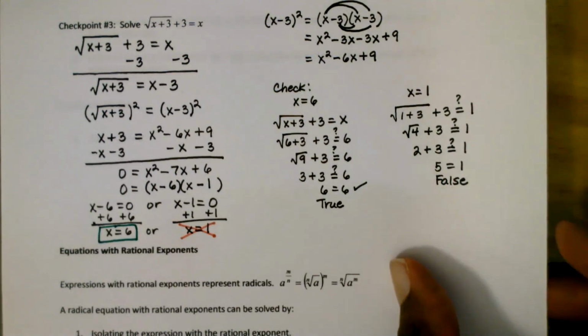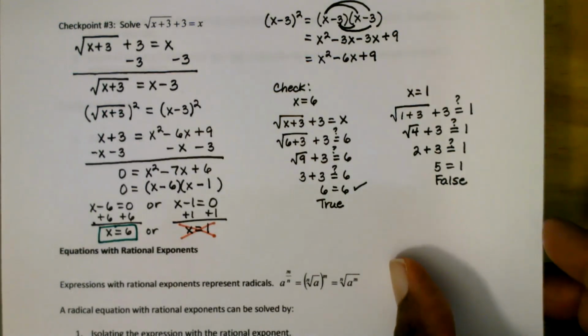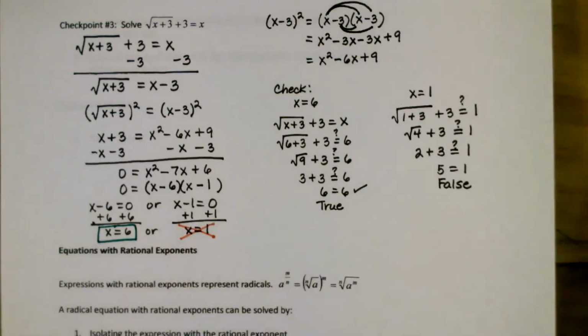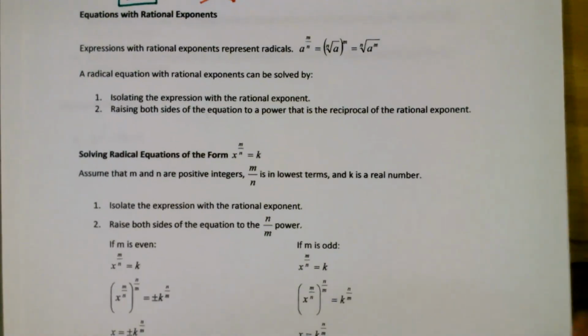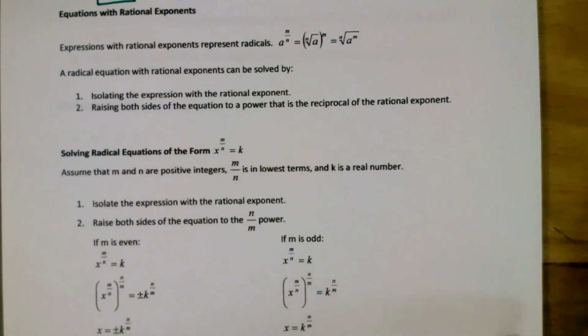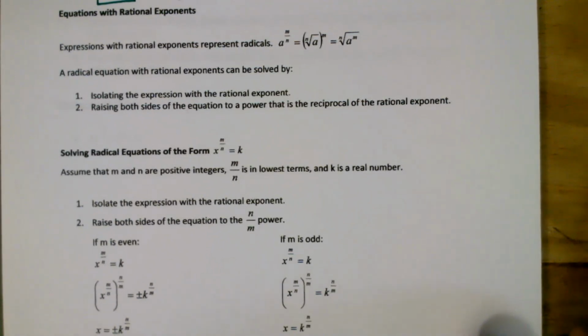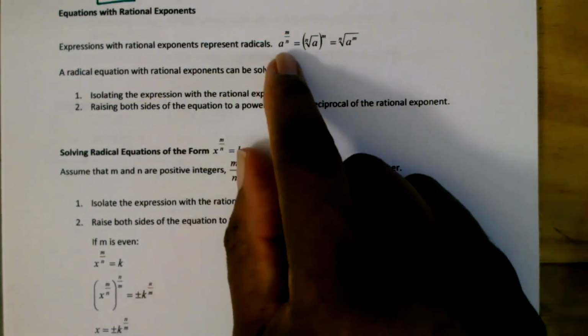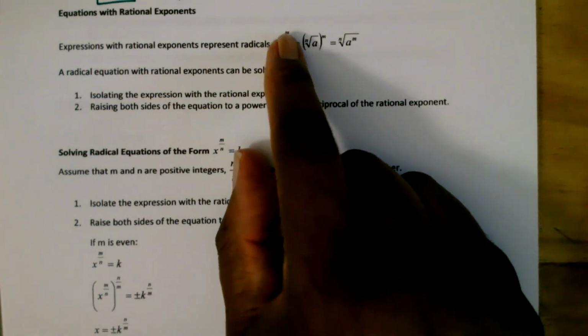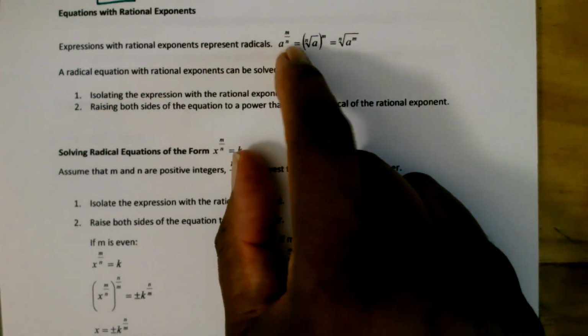Okay, so that's how we solve radical equations. Now let's look at equations with rational exponents. In this case, expressions with rational exponents represent radicals, like this one: a to the m over n. Here we've got a rational exponent. The exponent is in the form of a fraction.